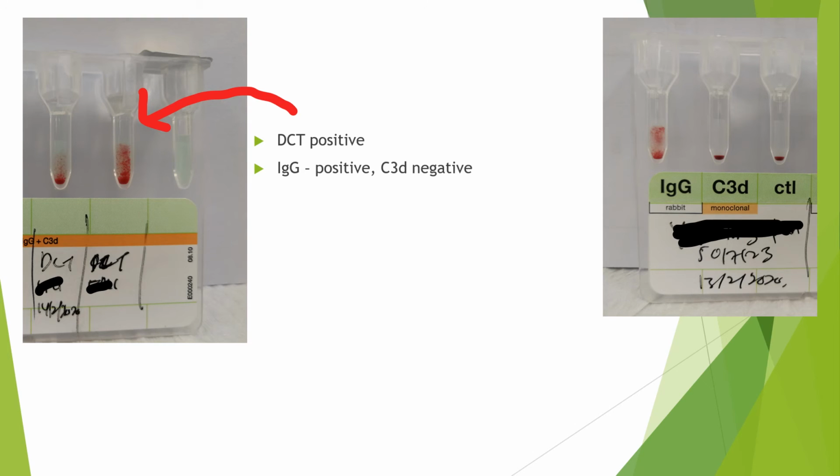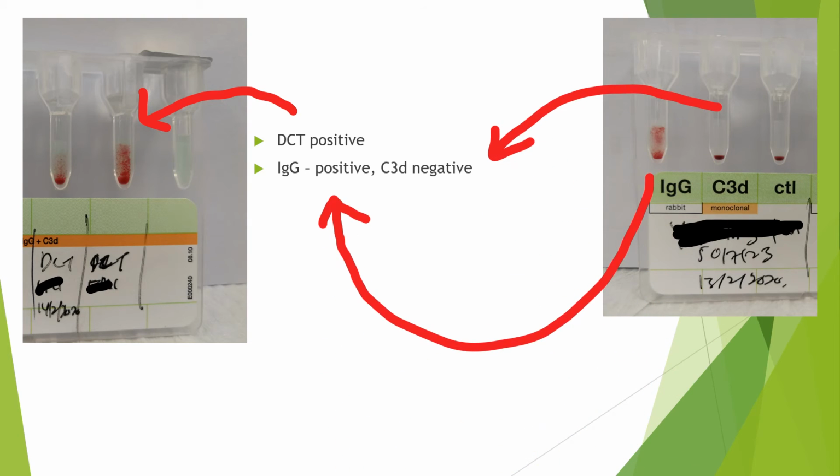For extended DCT, we need to use a different type of card, which is a monoclonal type. This card is used to differentiate whether there is a presence of IgG or complement specificity. So in this right picture, it shows extended DCT with IgG specificity.